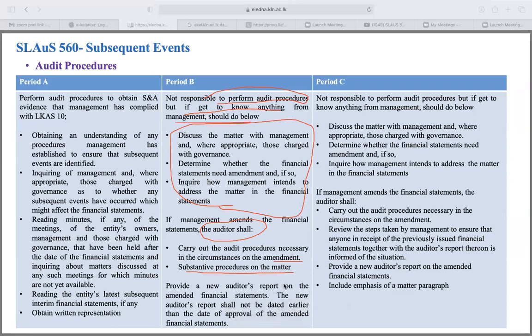The same thing happened because we have issued the audit report for 1,000 revenue, but now the revenue goes up to 2,000, right? So it is very much clear that we need to provide a new audit report to prove that this 2,000 is okay, right? So this new audit report needs to be dated after the approval of the amended financial statement.